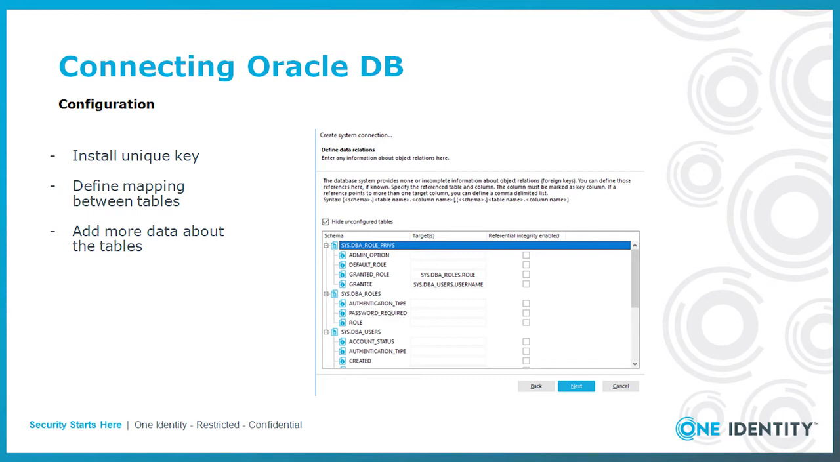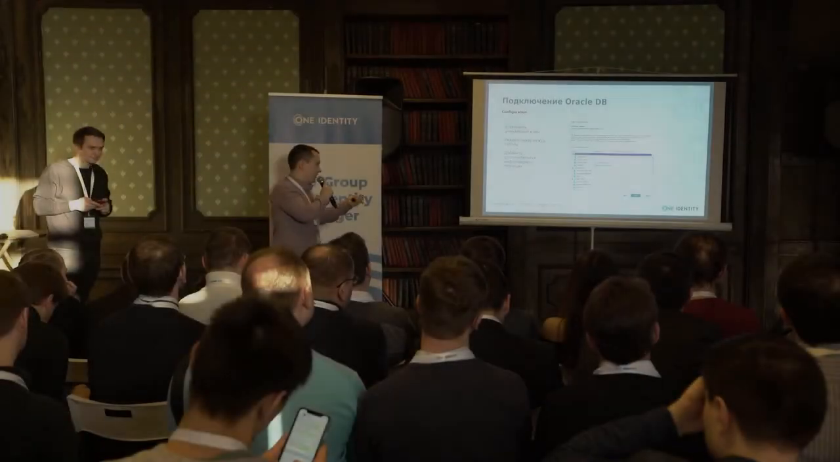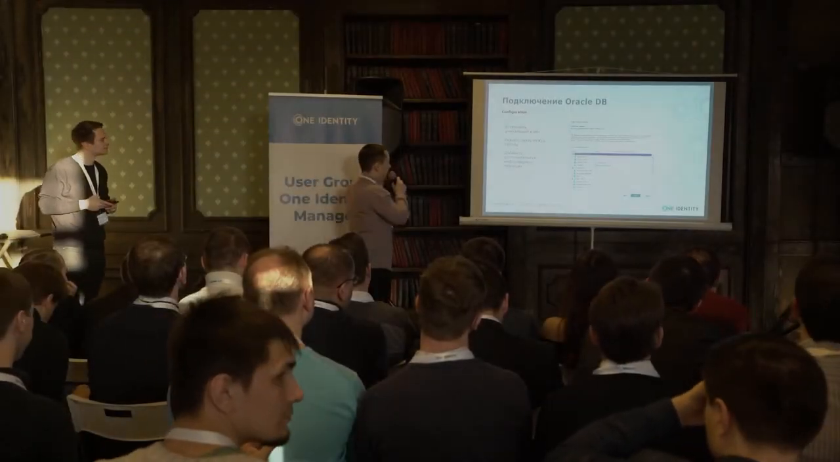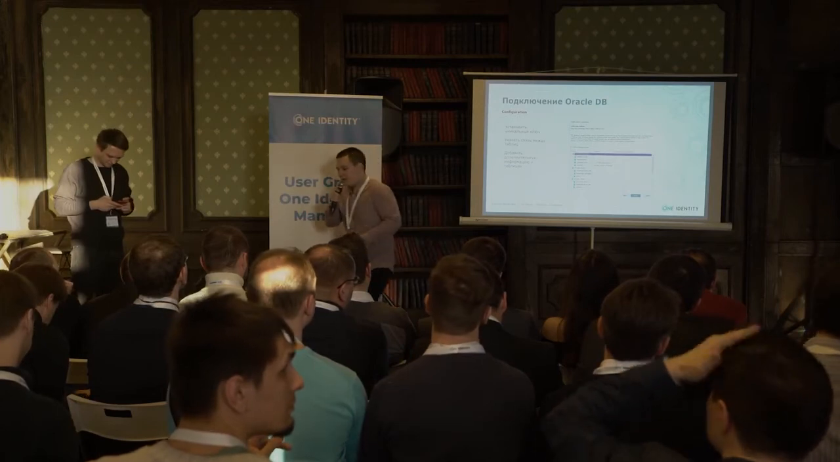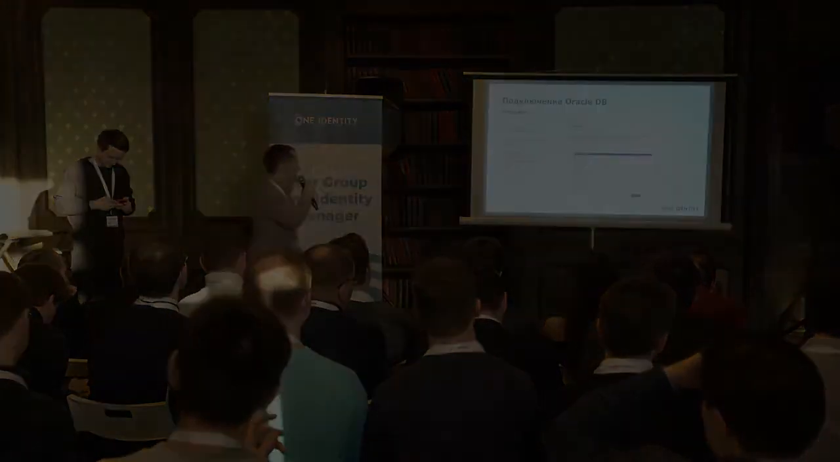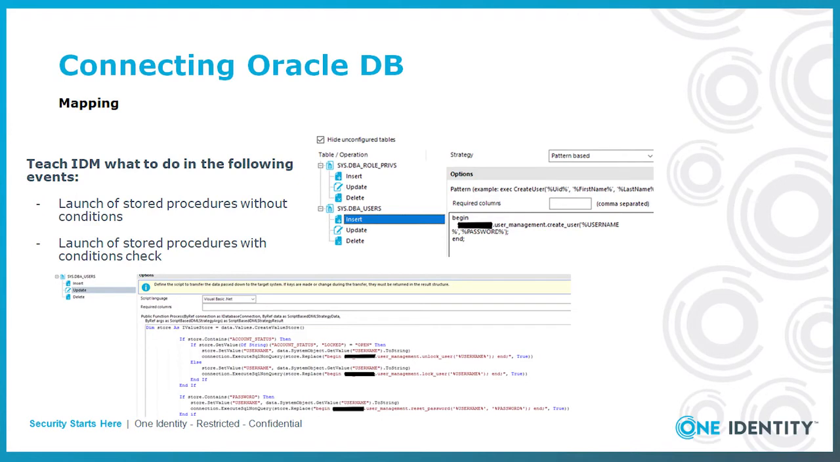So then we need to install the unique key. Without the unique field, IDM cannot work. So you can create it virtually. And you can also show the connection between the tables. I had two connections. And here it looks at the roles and the user table or spreadsheet. We can also add here some features like hiding fields and so on and so forth.